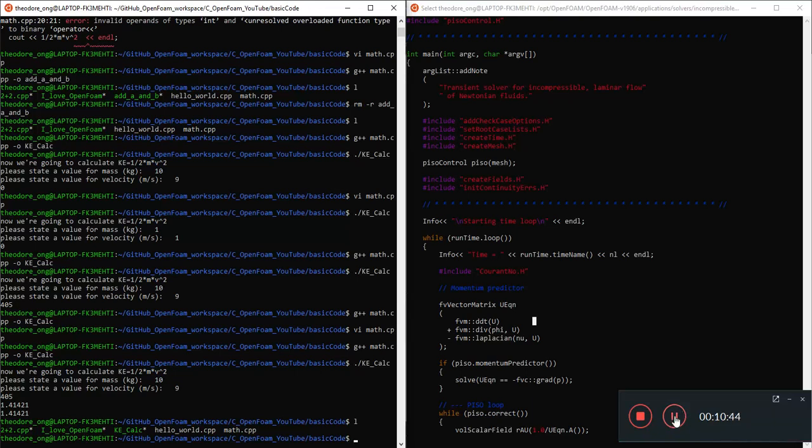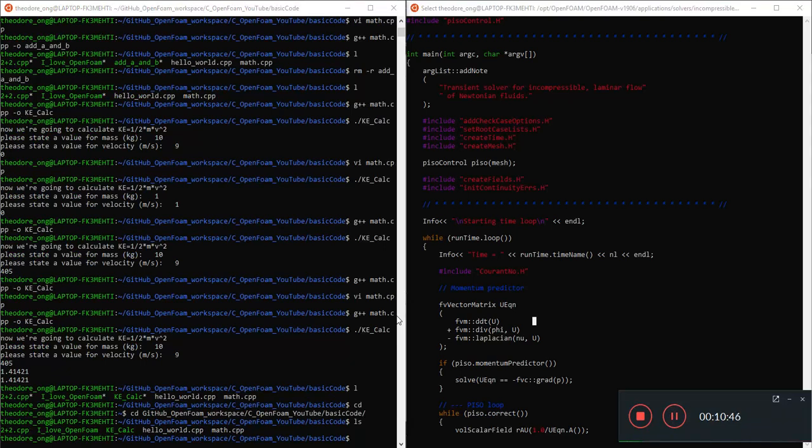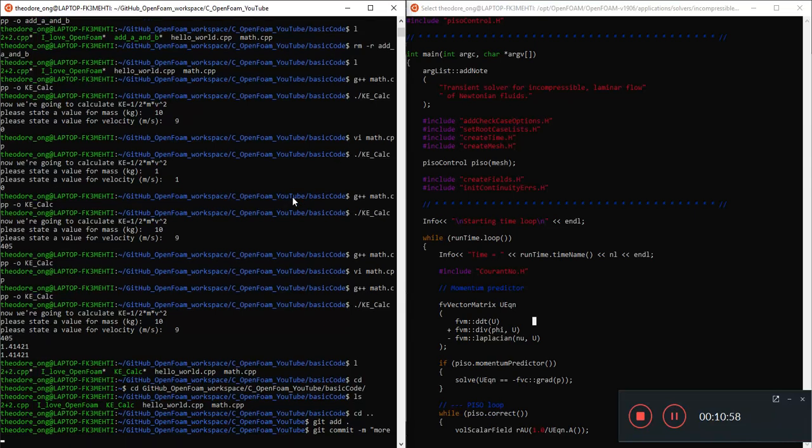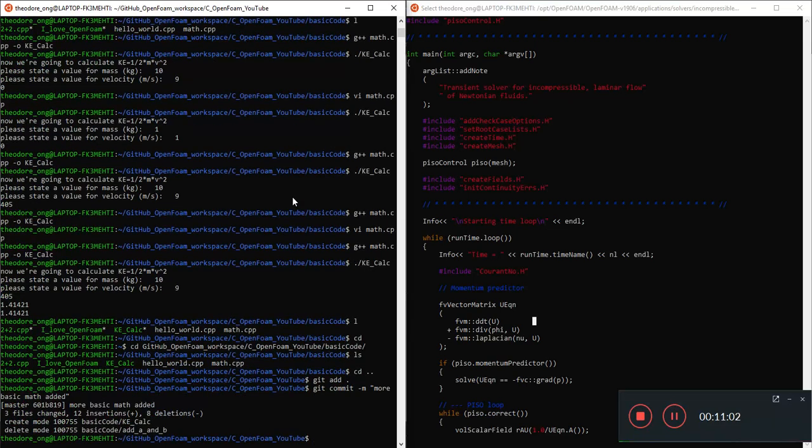That's basic. So without further ado, I'm going to save this and upload it on GitHub. So, okay, git add, git commit, some more basic math added. Okay, so multiply, divide, add, subtract. Oh, we haven't done a subtraction yet, but okay, for the sake of completeness, let me do one subtraction case.